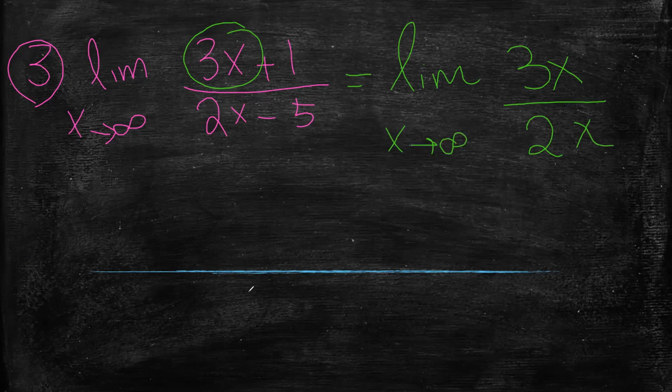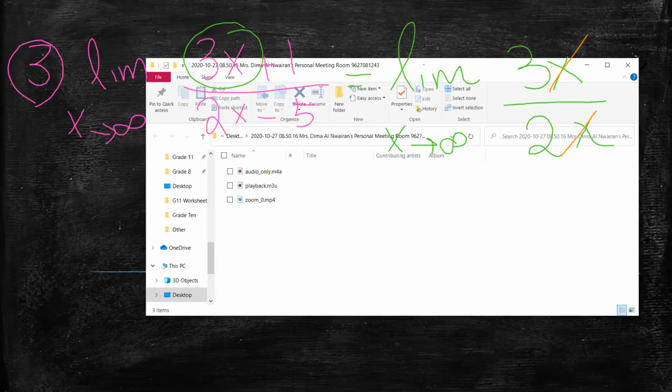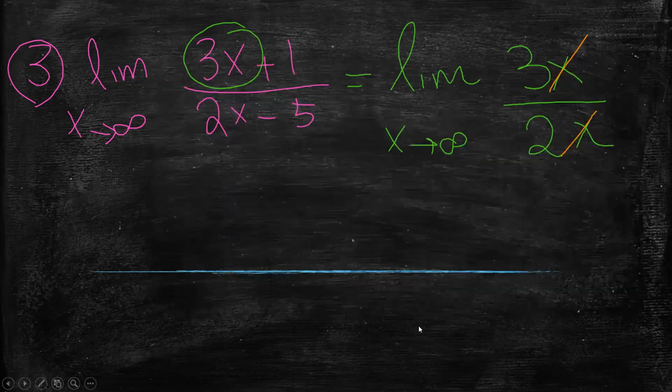Then after that, before I evaluate, I will check if I can simplify. Can I simplify? Yes, teacher, I can simplify. So because of that, I will say now the answer is 3 over 2.